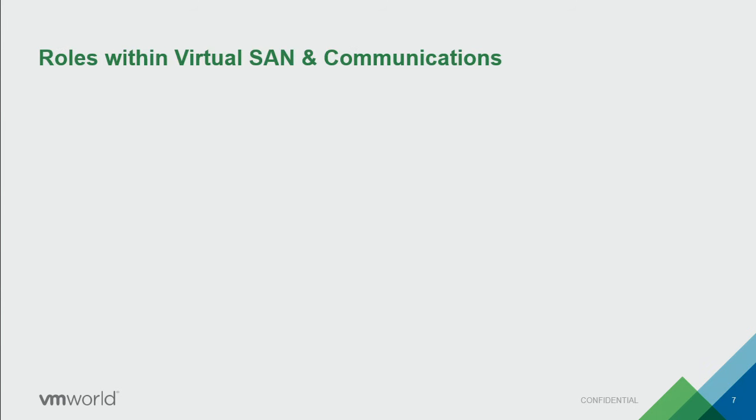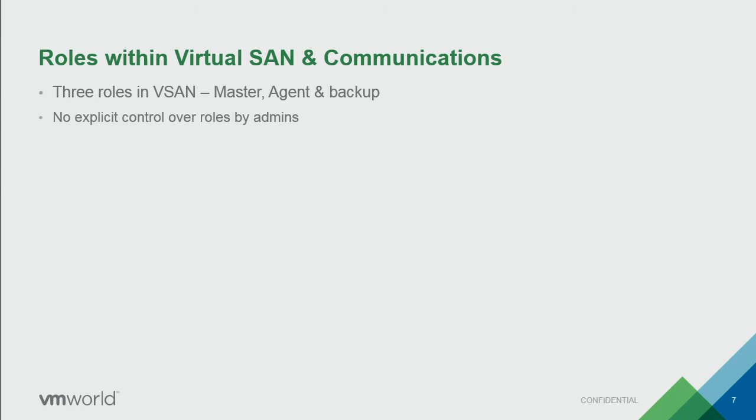All right, so let's look at the communications and the roles in a vSAN cluster before we look at the networking best practices and requirements. So at a high level, there are 3 types of roles within a vSAN cluster. It could be a master, backup node, or an agent. This is internal to vSAN. As an admin, we don't have explicit control over selection of masters and these different roles. This is done during the cluster discovery mode.